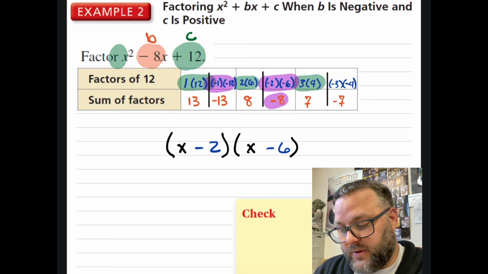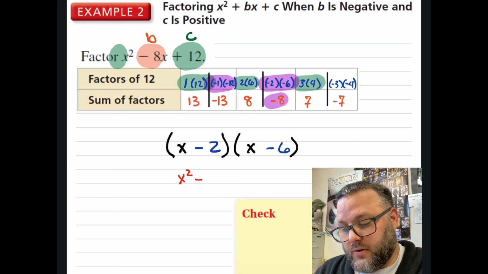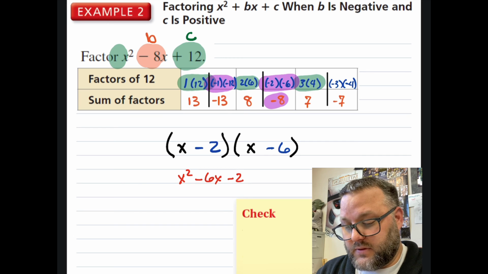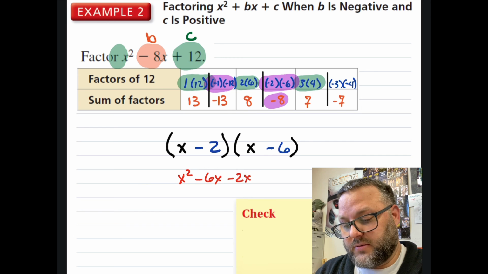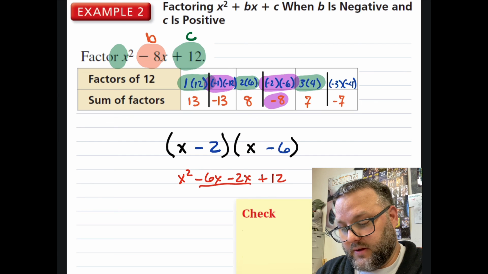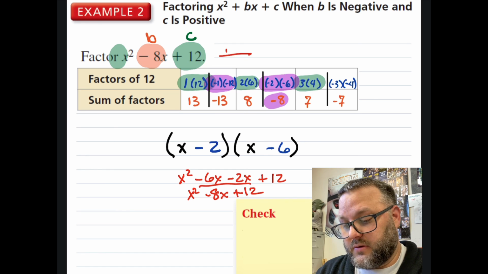The first being multiplied is x squared. Then if I multiply my outer, my x times negative 6, I get negative 6x. If I multiply my inner terms, I get negative 2 times x. And if I multiply my last terms, I get positive 12. And when I combine negative 6x and negative 2x, I'm left with x squared minus 8x plus 12, which is the original expression.